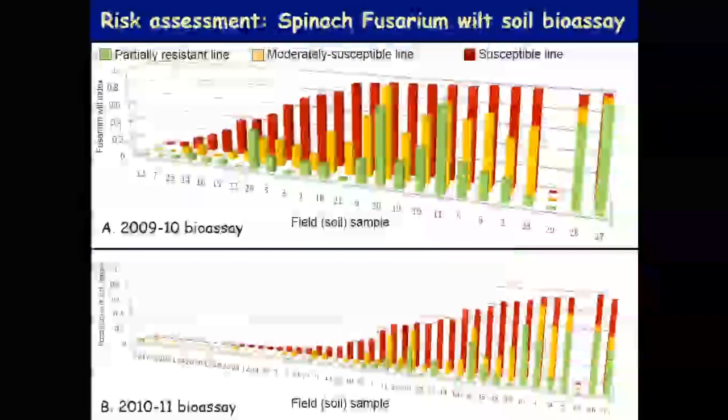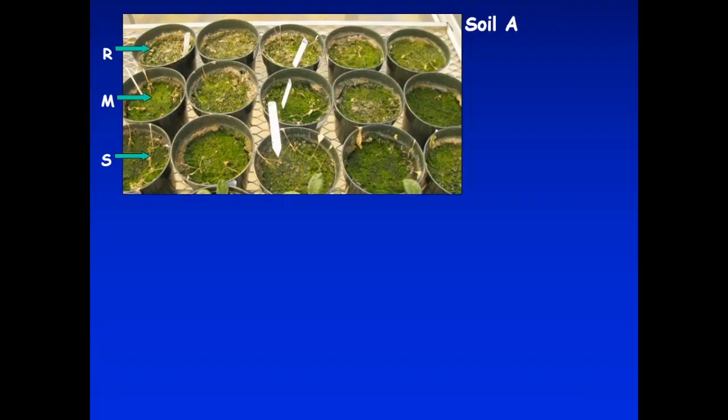You can see some fields that have a very high bar. The higher the bar, the higher the risk of Fusarium. If it reaches the top, everything we planted in it died. And you can see that the risk varies depending on whether the female line we grow in there is very susceptible or partially resistant. As an illustration, this was a field, soil A, for anonymity, that was submitted to our bioassay. Everything died. It didn't matter whether we had a resistant female, a moderate female, or a susceptible female. This field had been out of spinach for 15 years. It was still extremely high risk.